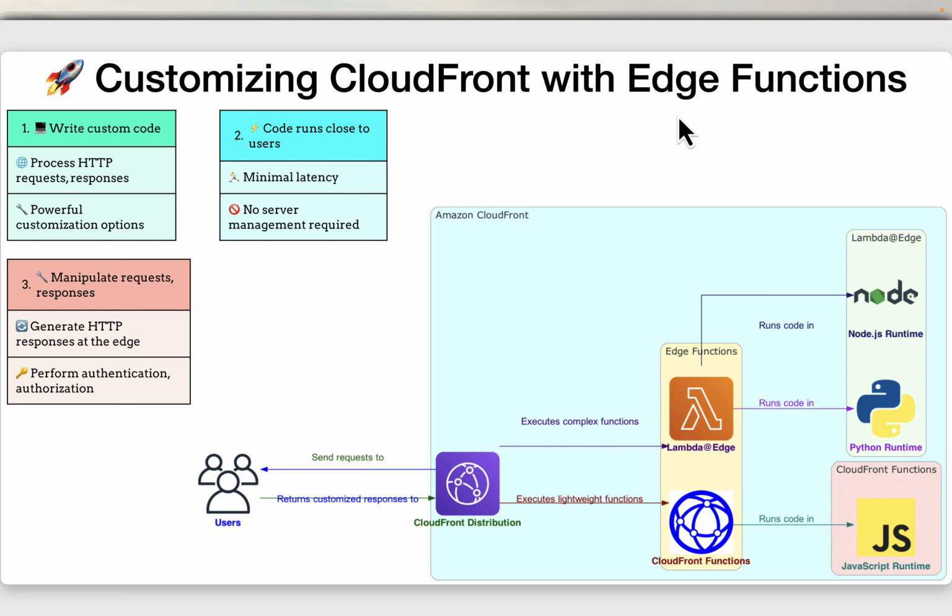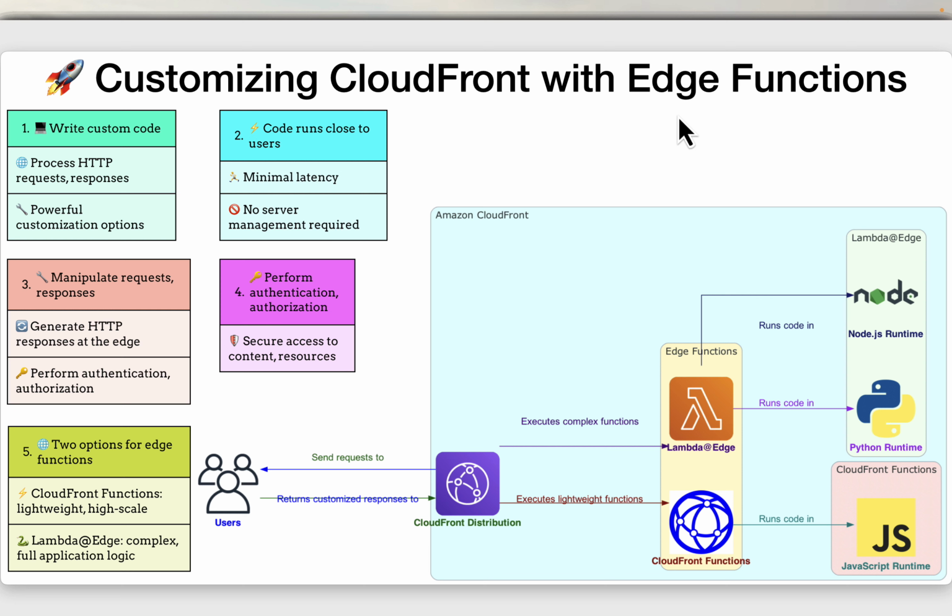You can write code to manipulate the requests and responses that flow through CloudFront, perform basic authentication and authorization, and even generate HTTP responses at the edge. Edge functions enable you to implement basic authentication and authorization mechanisms to secure access to your content and resources. CloudFront Functions for lightweight, high-scale, latency-sensitive customization using JavaScript, and Lambda@Edge for more complex functions and application logic using Node.js or Python with automatic global replication.